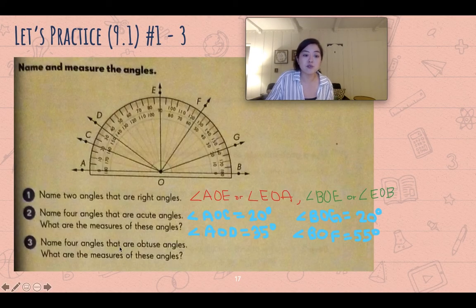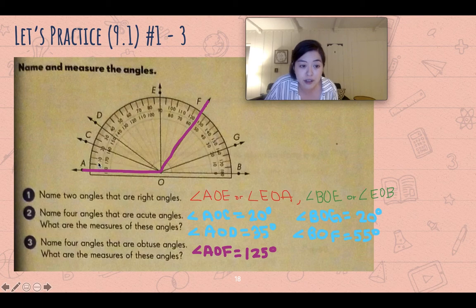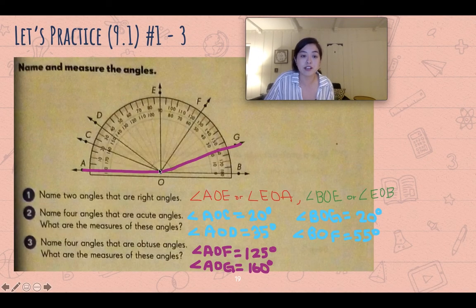Number 3 says, name 4 angles that are obtuse angles. Obtuse angles are angles that measure more than 90 degrees, but less than 180 degrees. Here's one obtuse angle that I see, angle AOF. And when I use my outer scale here, 10, 20, 30, 40, I see that my ray OF is halfway between 120 and 130, so that's 125. Here's another obtuse angle right here, angle AOG. And when I use my outer scale, I see that it hits right at 160 degrees.